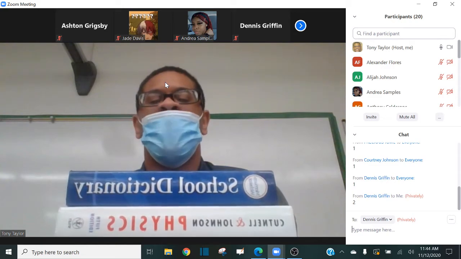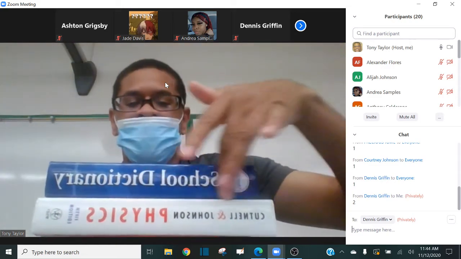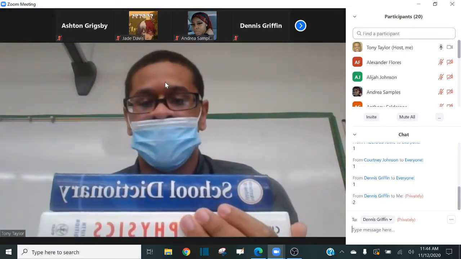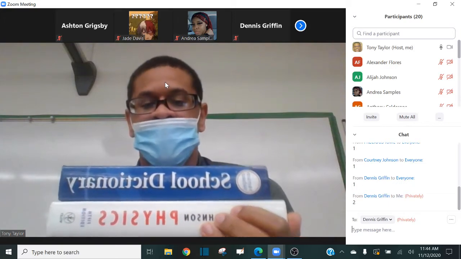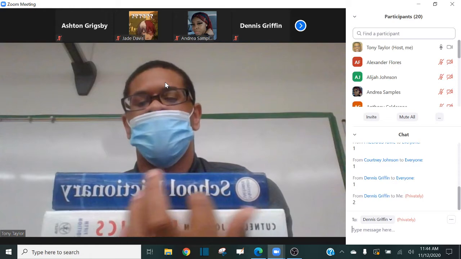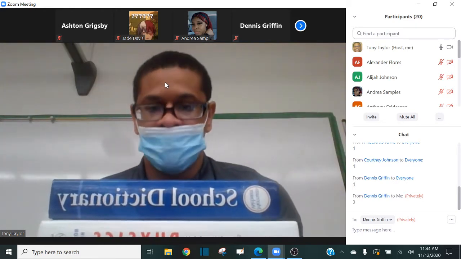And here's the reason why we call it the normal force: anytime you have two objects in direct contact with each other, the normal force is always perpendicular to the surface of contact. So since this is our surface of contact right here, the normal force is pointed straight up. It's pointed perpendicular to that surface.